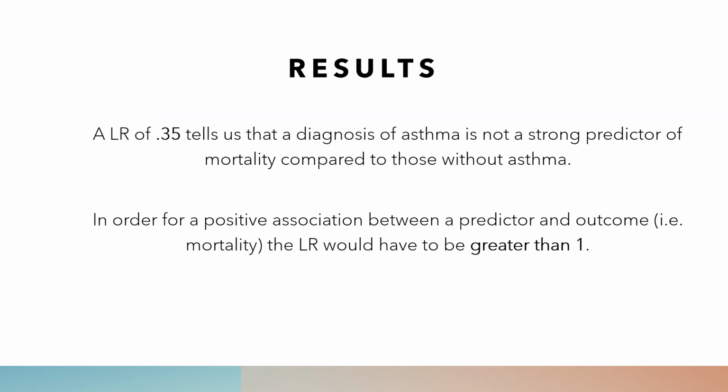So what do the results tell us? Well, a likelihood ratio of 0.35 tells us that a diagnosis of asthma is not a strong predictor of mortality compared to those without a diagnosis of asthma. In order for a positive association between a predictor and outcome, in this case mortality, the likelihood ratio would have to be greater than 1.